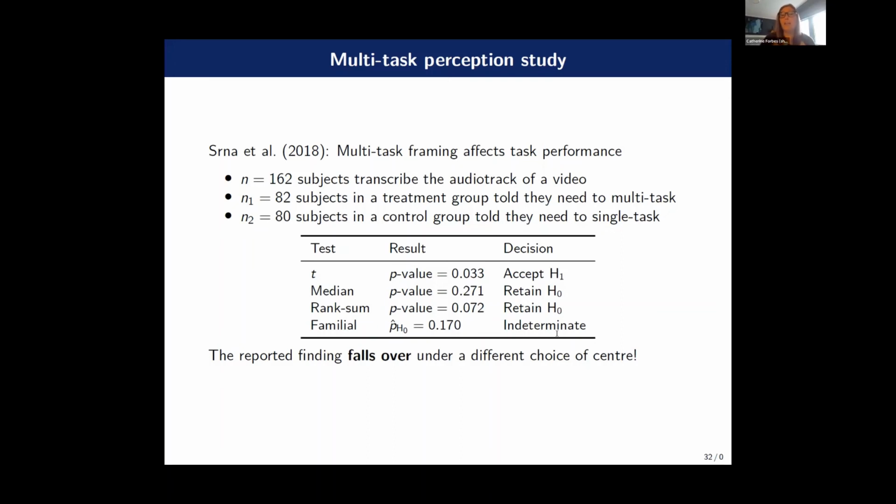Now, it would be the case that as you increase your sample size, you could still have a t-test rejecting H0, and you could still have the median and rank sum not rejecting H0, but the familial test could conclude H1 or H0 depending. So it's not necessarily the case that just when you get some conflicting answers, you get an indeterminate result. It just happened to be that way in this example.